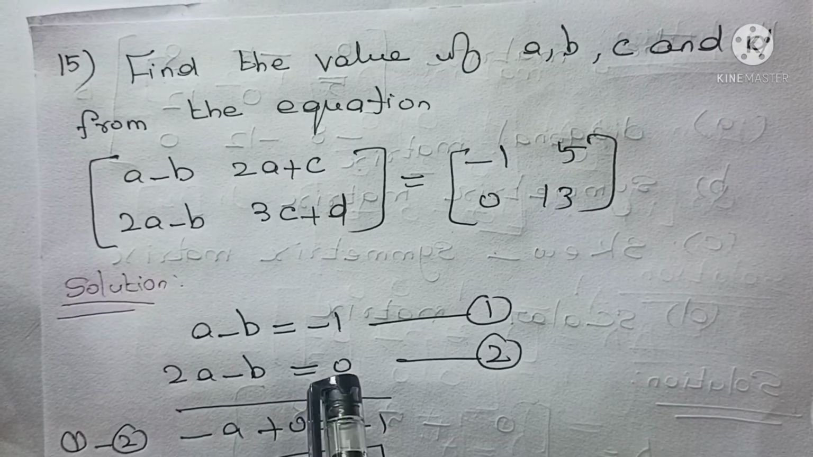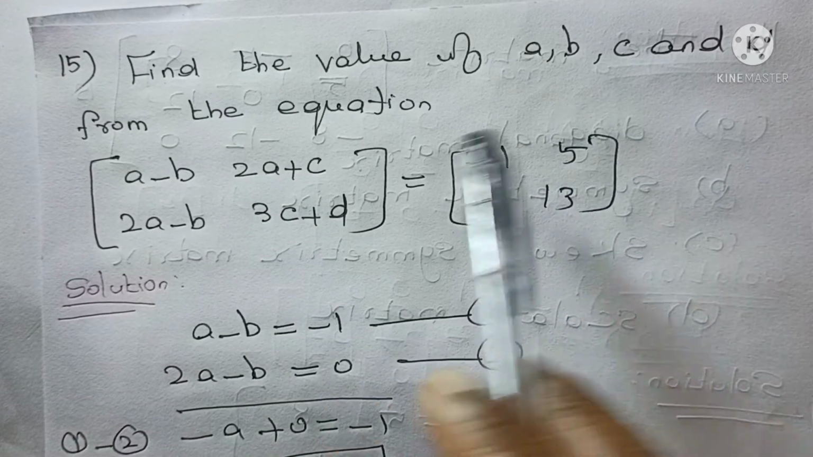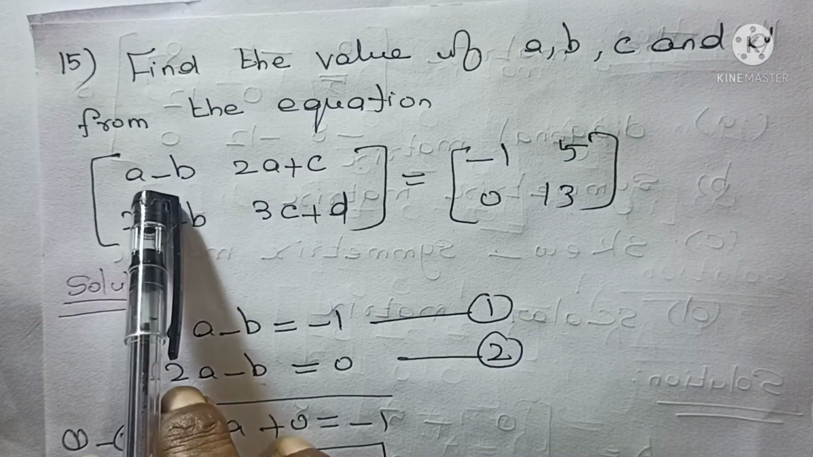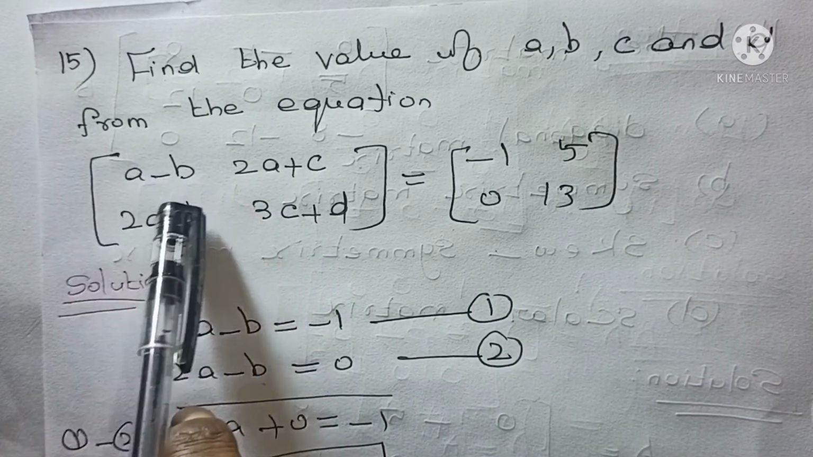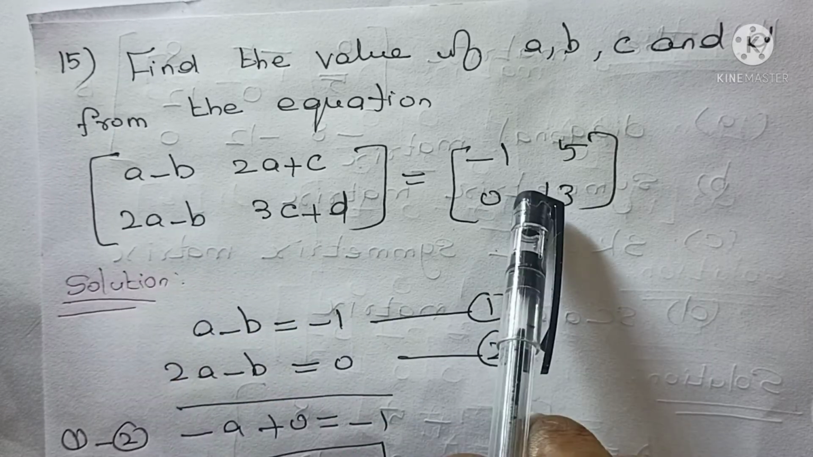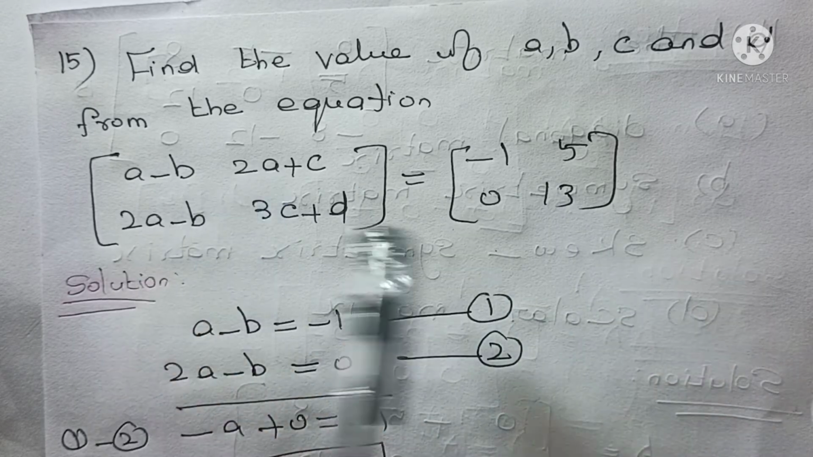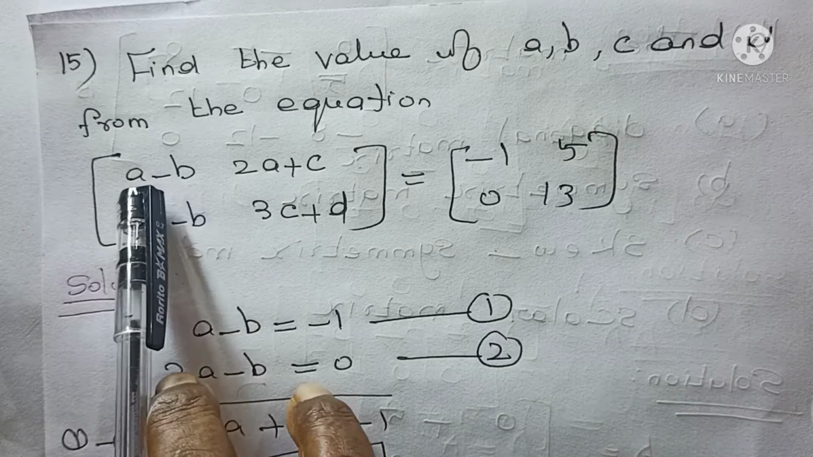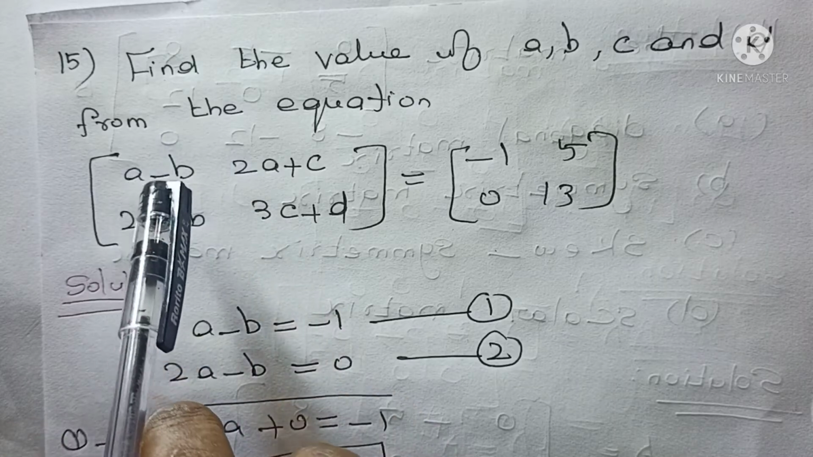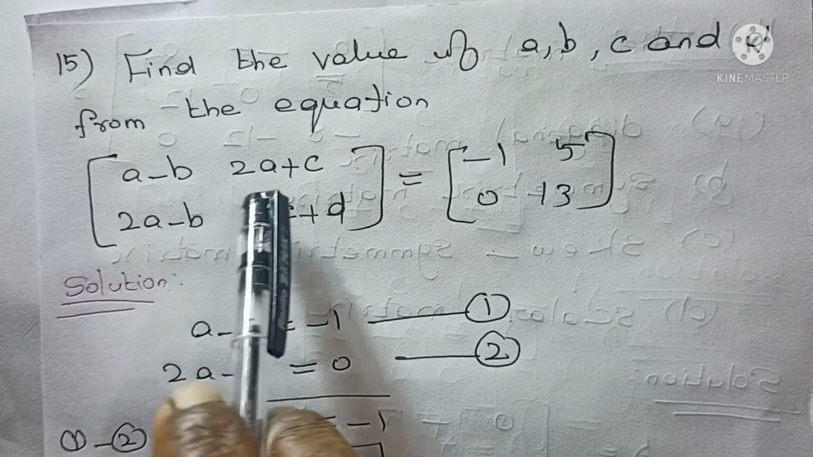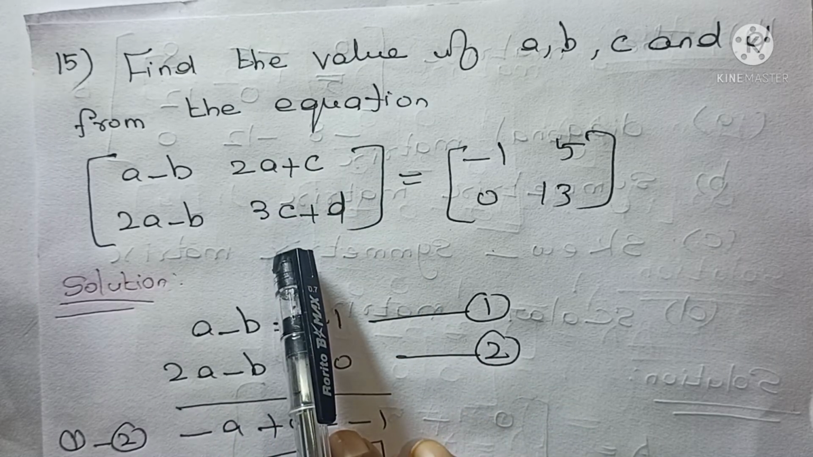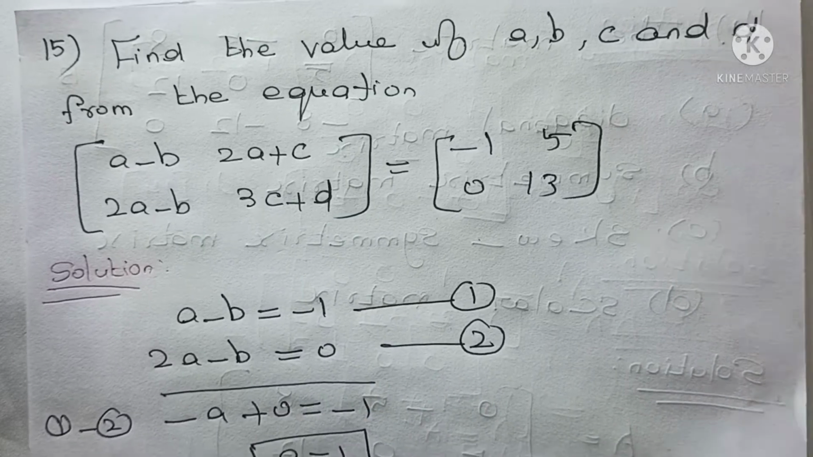Now let's move on to 15th question. Find the value of A, B, C and D from the equation. They have given one equation. From this you have to find A, B, C, D. Here you see, first you have to take the equation in A and B. Here A minus B, here 2A minus B, correct? So this is 2 by 2 matrix, this is also 2 by 2 matrix. So you can equate the corresponding elements. So A minus B is equal to minus 1 and also 2A minus B is equal to 0. From this you can find the value of A and B. Then that value, you substitute the value of A here, you will get the value of C. Here you have to substitute the value of C, you will get D. Like this we have to do.